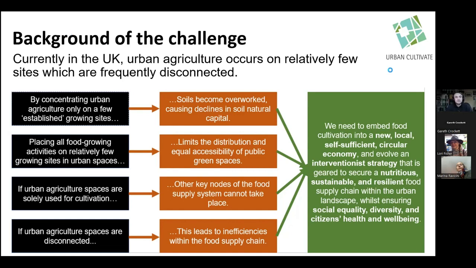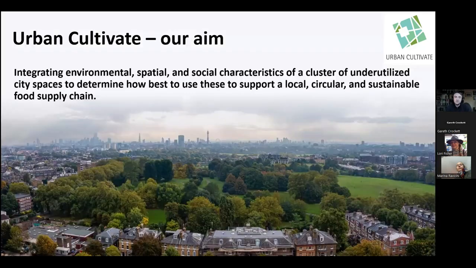So yes, in a sense, our aim is to integrate three sets of data, so environmental, spatial and social data, and we're going to collect those data from a cluster of underutilized vacant city spaces, and integrate those data to determine how best to use these spaces so that we develop and support that local circular and sustainable food supply chain. So there's quite a lot there to unpack. Not only are we thinking about different types of data, but we're also thinking about underutilized vacant city spaces.